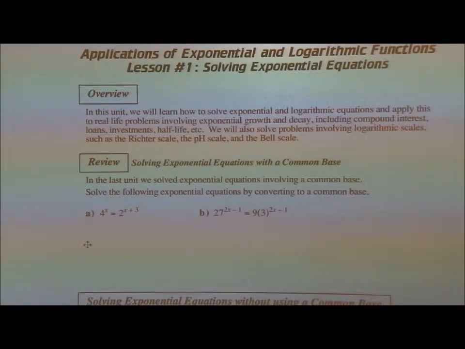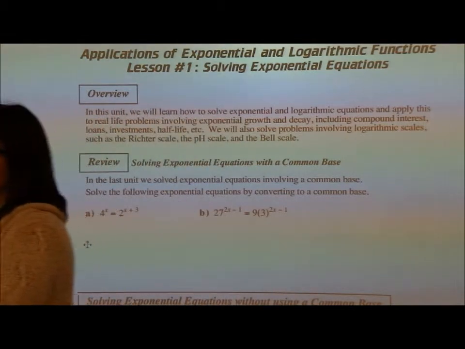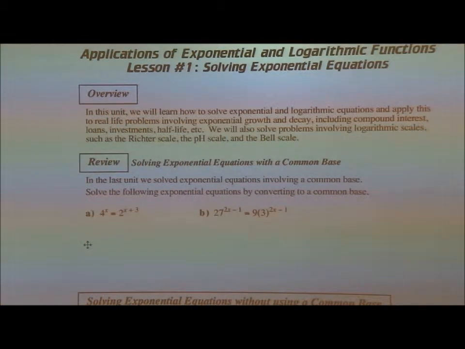Number 1 of chapter 4 is solving exponential equations. In this unit, we're going to continue our investigation of exponential and logarithmic functions, but we're going to apply this to real life situations where logs and exponents are used to solve problems. When we're dealing with logs, we look at logarithmic scales such as the pH scale, the decibel scale, and the Richter scale, which are all considered logarithmic scales.